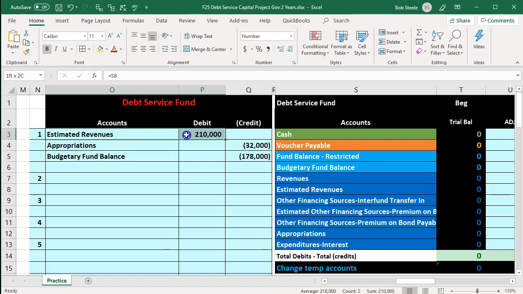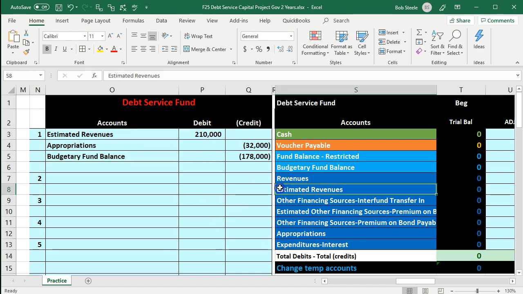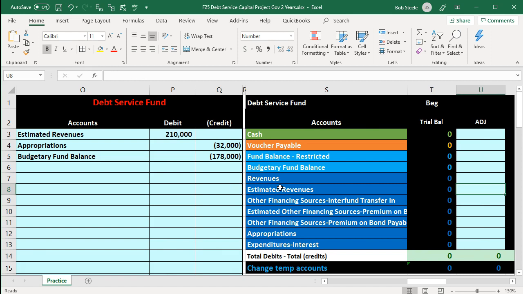We're going to start to post this, starting with the estimated revenues. So we're up top in estimated revenues. We are in U8. We're going to say equals and scroll over to that 210. So that increases. And then we have the appropriations. We'll scroll down then to the appropriations. We are in U12 equals, and we're going to go up and pick up that 32,000. And then finally, we have the budgetary fund balance. So budgetary fund balance in U6 equals, and we'll pick up that credit for the budgetary fund balance.